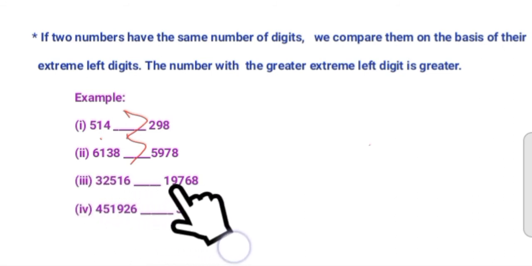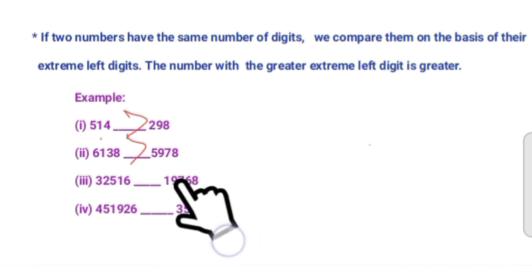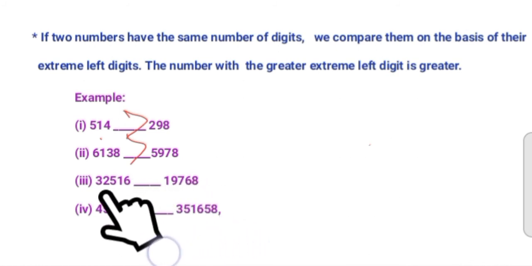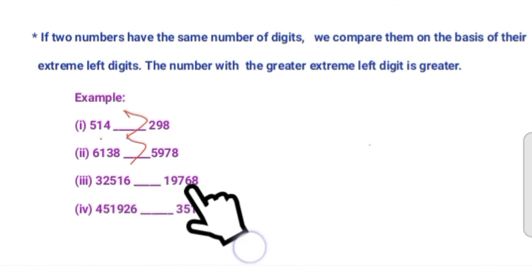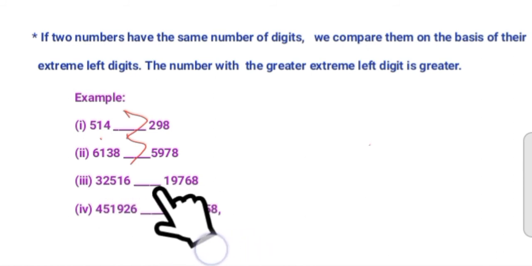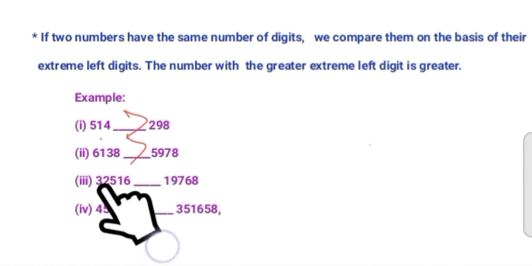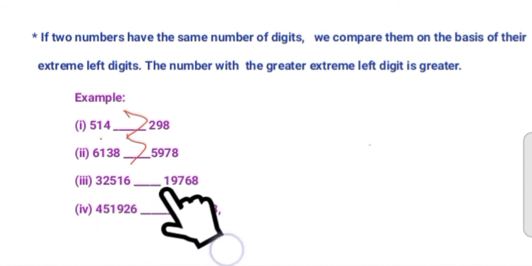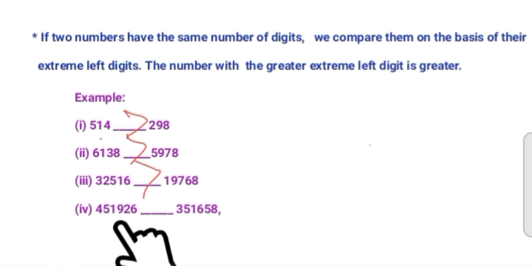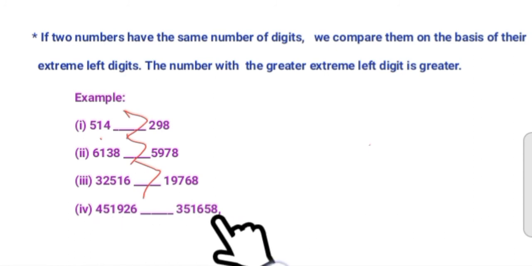32,516, 19,768. So when you compare this, the first rule, both are 5-digit numbers, so it is not applicable. Now we can apply the second rule. 3 and 1, you have to take the leftmost digits, isn't it? So you can take 3 and 1. So the 3 and 1, 3 is the greatest number, so you can put the sign facing the greatest number. Now again you can go to the next one and you can compare it and you can put the sign. You try on your own.